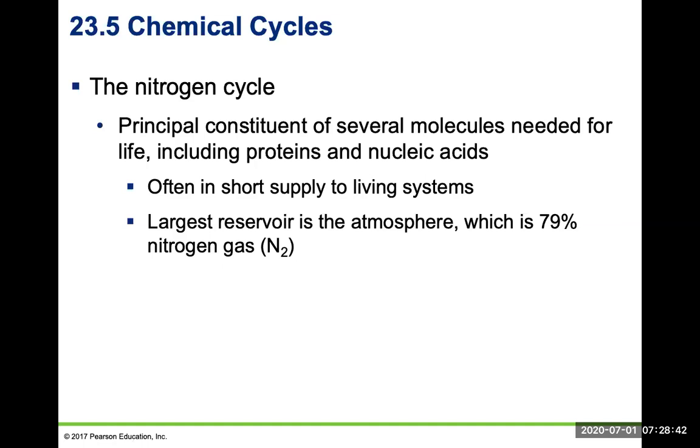The nitrogen cycle is one not as well known, but nitrogen is the principal constituent of several molecules needed for life, including proteins and nucleic acids. So nitrogen is very important for proteins and making your DNA and RNA. It's often in short supply to living systems. The largest reservoir is in the atmosphere, which is 79% nitrogen gas. So when we're breathing in air, most of that air is actually nitrogen, not oxygen. We need oxygen too, but nitrogen makes up the majority of it.